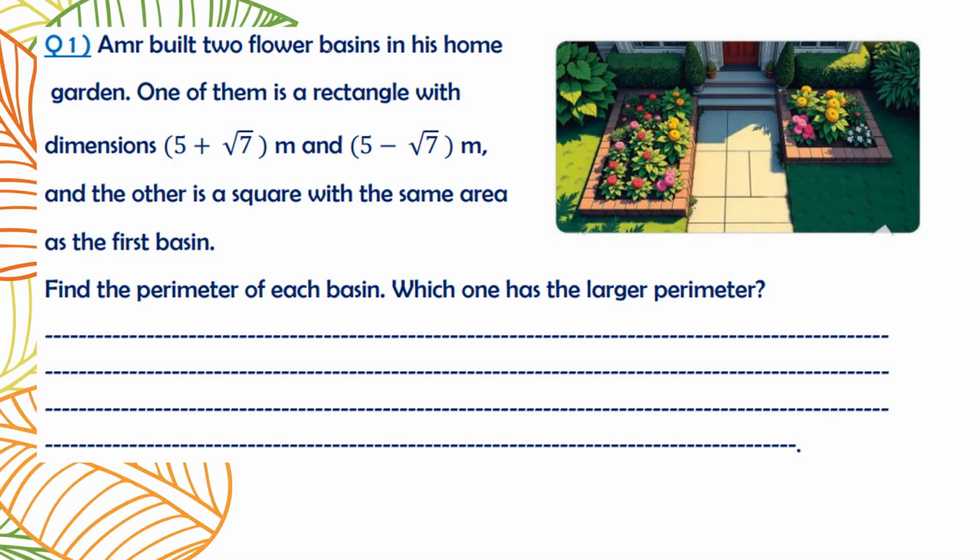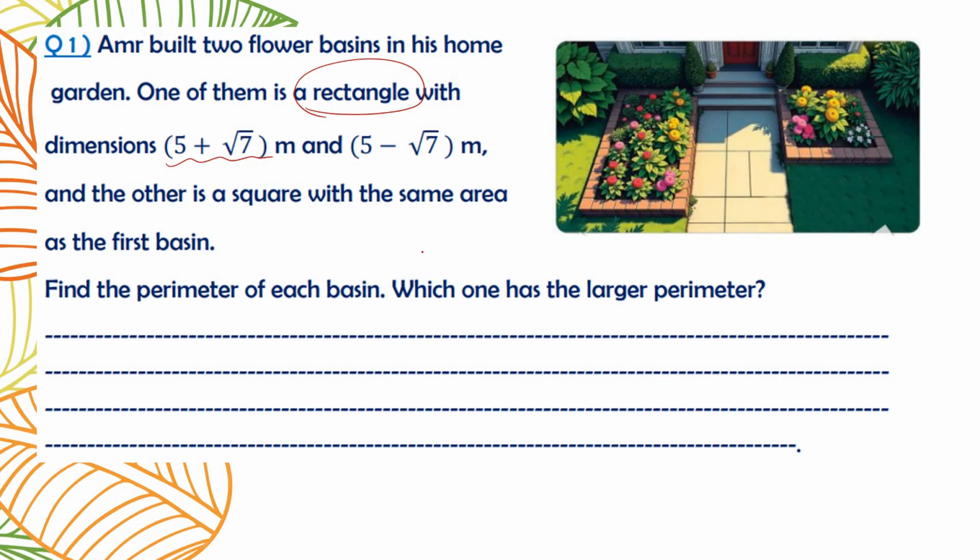Amr built 2 flower basins in his home garden. One of them is a rectangle with dimensions 5 plus square root of 7 and 5 minus square root of 7. Mister, they are two numbers. No, they are just one number, and we can't add them together because they are unlike terms, right?